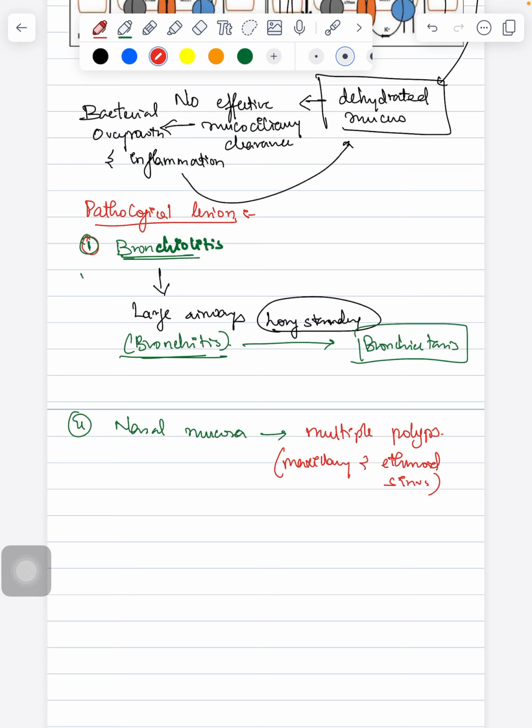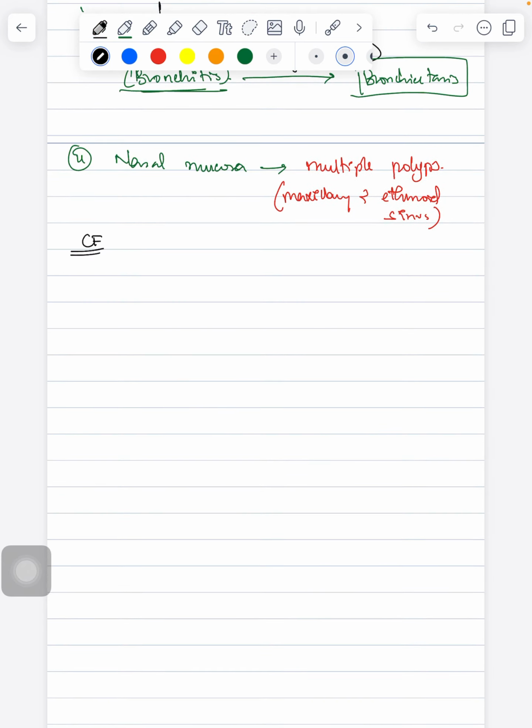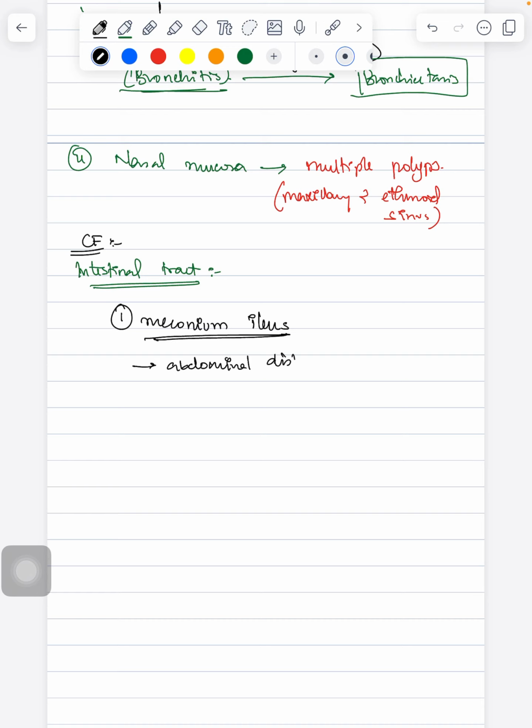So what is happening in your intestinal tract? First, in your intestinal tract, your peristaltic movement will be delayed, so your meconium will not be pushed outside. So the child can present with meconium ileus. What are the features of meconium ileus? The child will have abdominal distension with delayed passage of meconium.